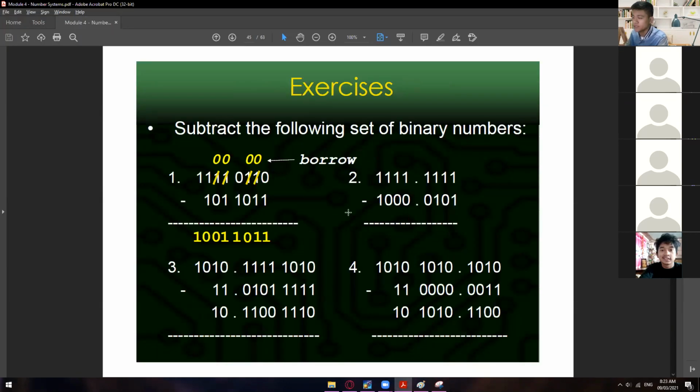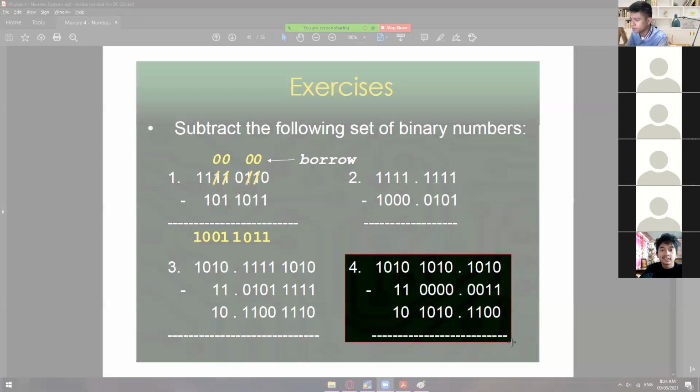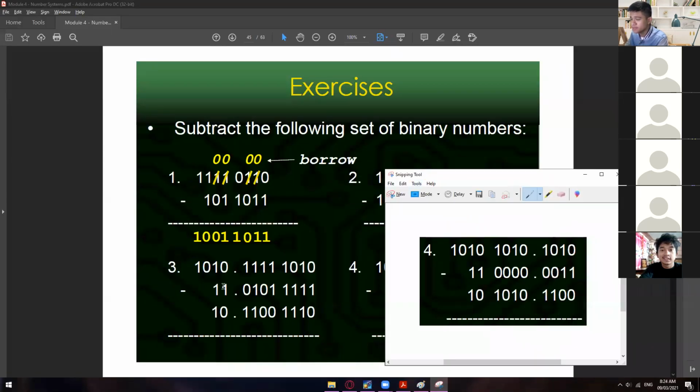Anyway, let's have more examples for you to be able to understand what binary subtraction is. So for number 1, it already has an answer. So I will leave this one to you guys now. And then I will just answer number 4, okay, for now. And then I'll leave number 3 and number 2 to you guys.